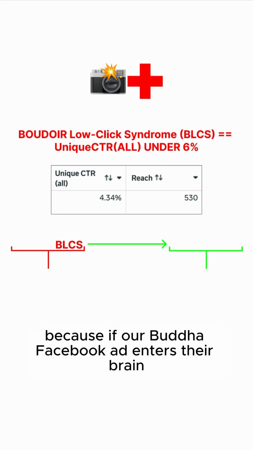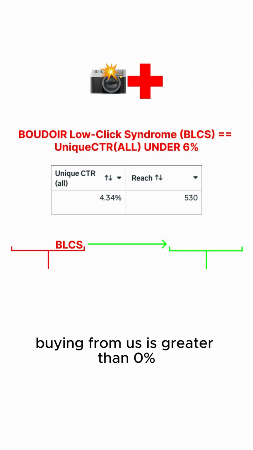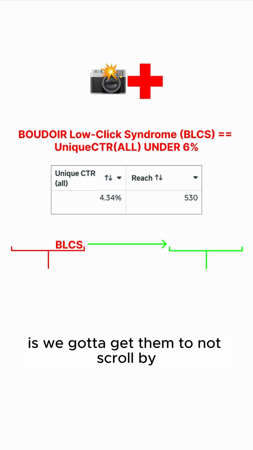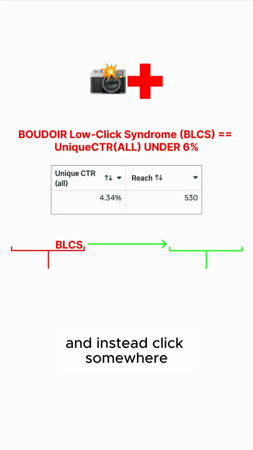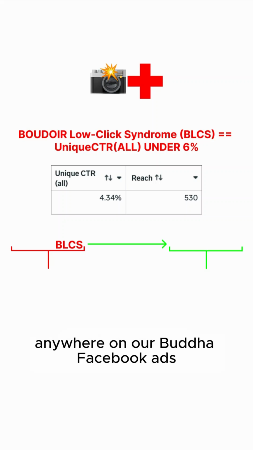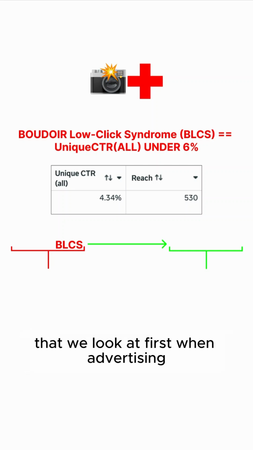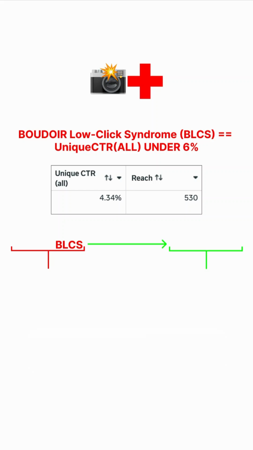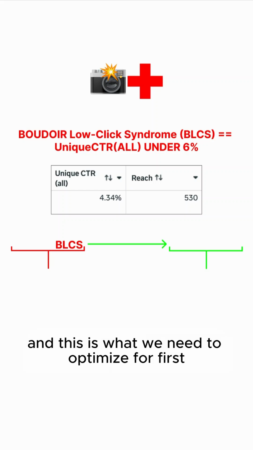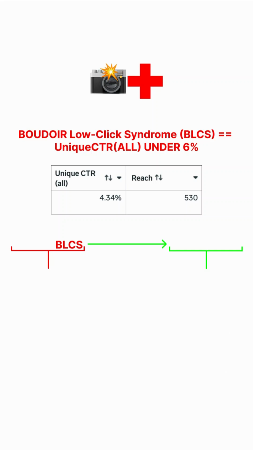And we care about that because if our Boudoir Facebook ad enters their brain, that's the only chance of them buying from us being greater than 0%. So the first thing is we gotta get them to not scroll by and instead click somewhere, anywhere on our Boudoir Facebook ad. This is the most important metric that we look at first when advertising, and this is what we need to optimize for first. It's kind of the highest leverage activity we can do for all of advertising.